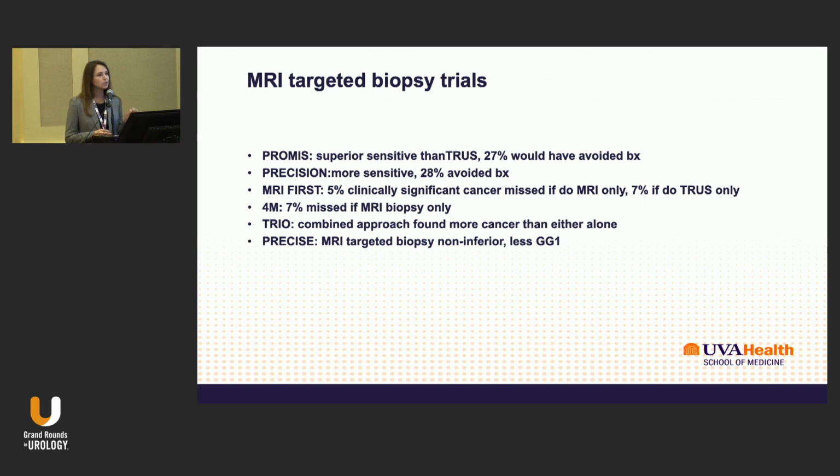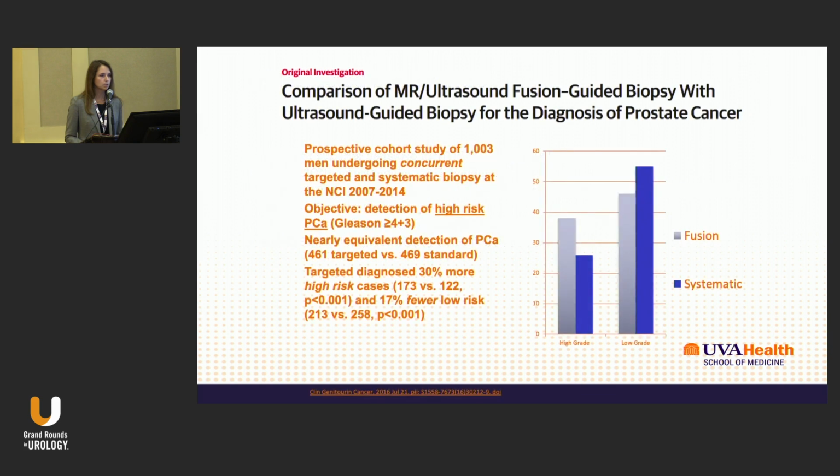Now, if we only do MRI-targeted biopsy, though, we miss somewhere between 5 to 10% of clinically significant prostate cancer. The last 2 trials, TRIO and PRECISE, just demonstrate that the combination of template plus targeted biopsies gives you the most information, finds the most prostate cancer. And I'm going to delve into that just a little bit deeper.